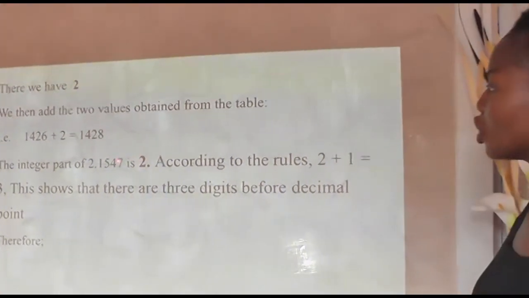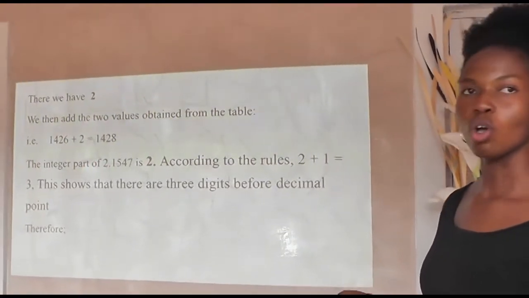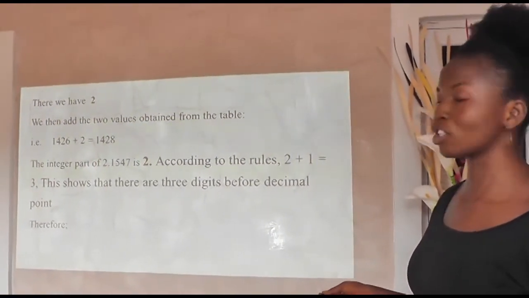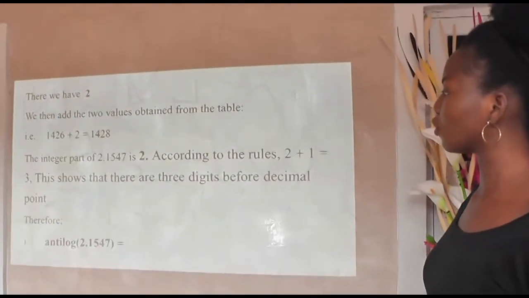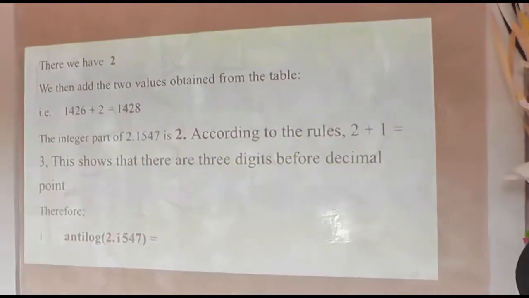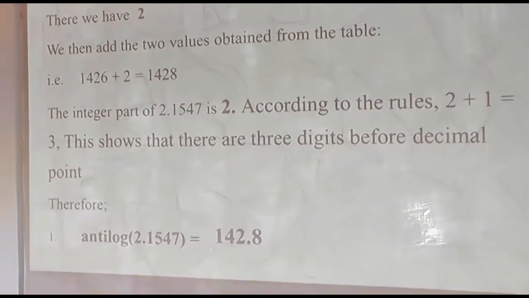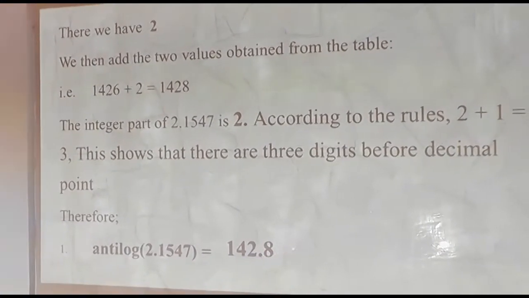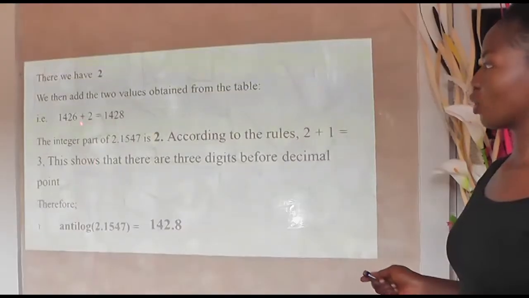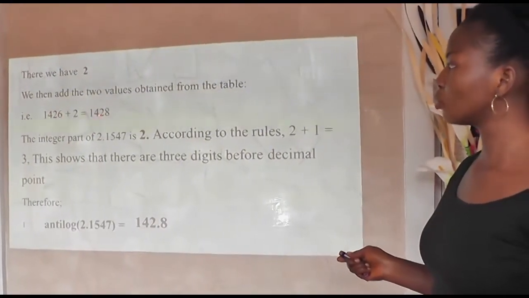But in antilogarithm, what we have in the integer part plus 1 will give the actual placing of decimal points in our final answer. So therefore, the antilogarithm of 2.1547 will equal 142.8. Alright, so from what we got from the antilogarithm table, we had 1428.